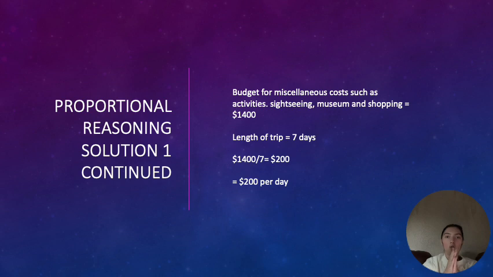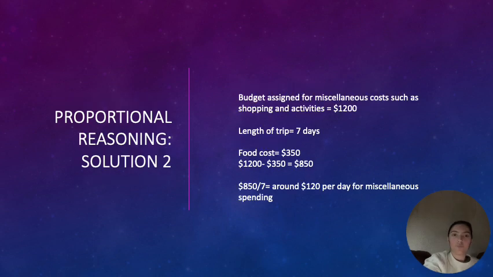Now that you are aware of your trip costs, both fixed and variable costs, it is crucial to account for other expenses such as activities and shopping by allocating a budget. Let's say, for example, you allocate $1,400 for miscellaneous costs. If you divide this by the amount of days your trip is, so 1,400 divided by 7, which makes your budget for miscellaneous costs $200 a day.